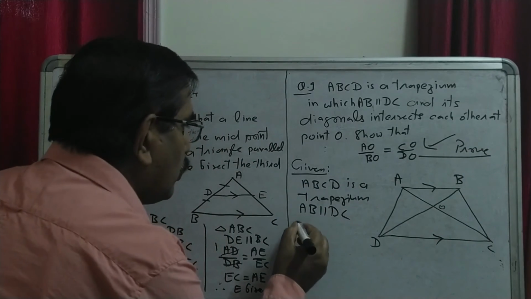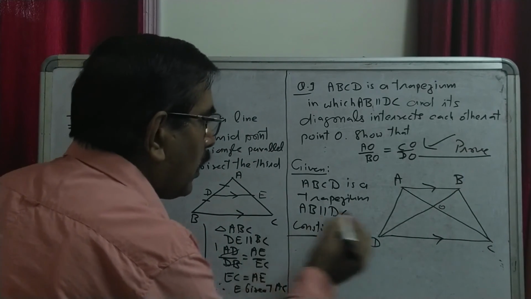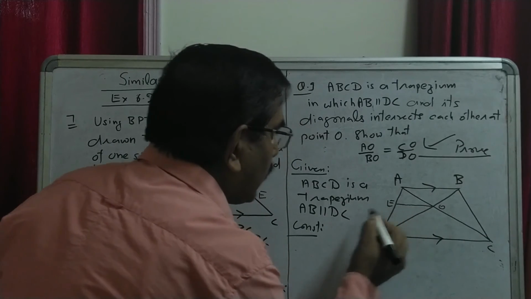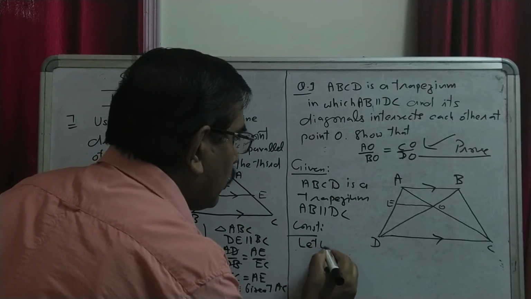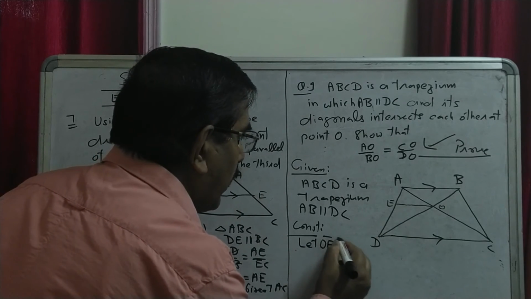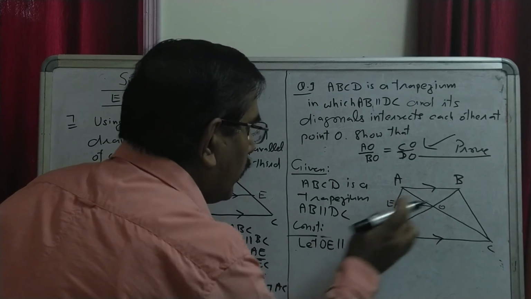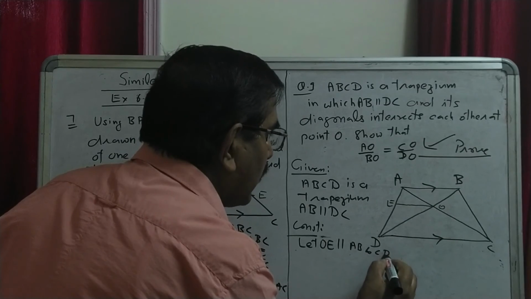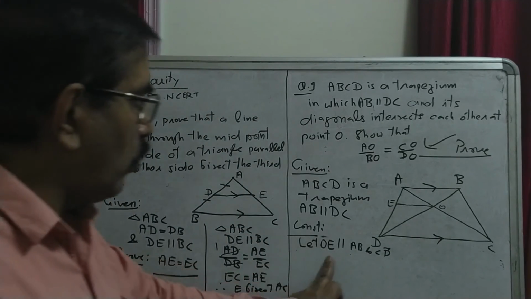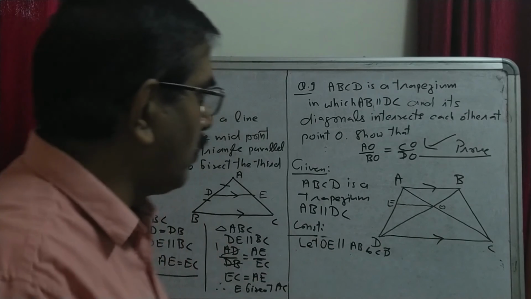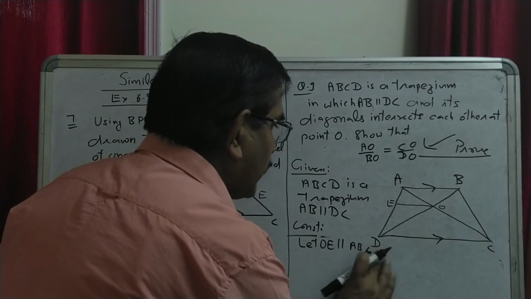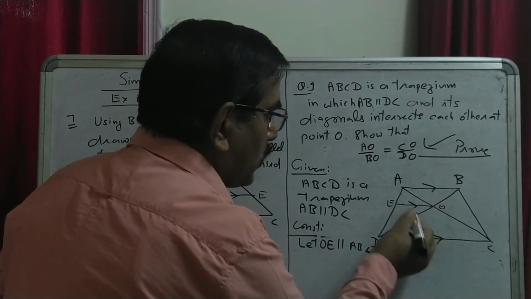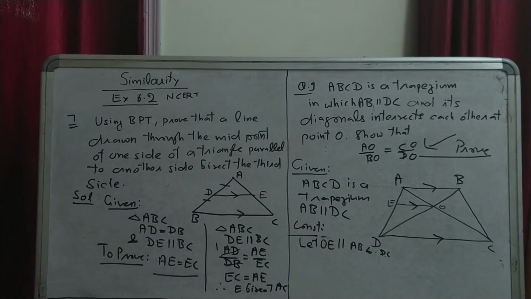Okay. So you do some construction here. I am doing a construction here like this. Let OE be parallel to AB and CD. Obviously, if this line OE is parallel to AB, automatically it will be parallel to DC. CD or DC, one and the same thing. So if this is parallel to this, it is also parallel to this.